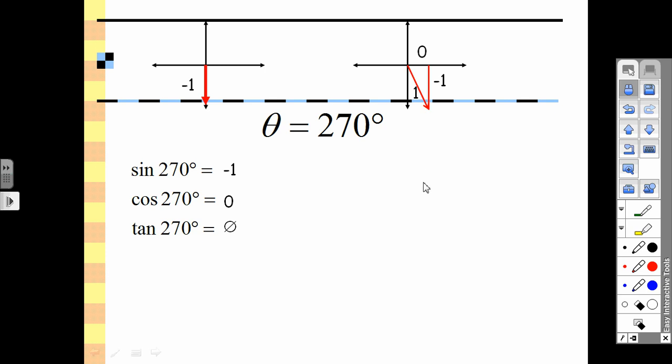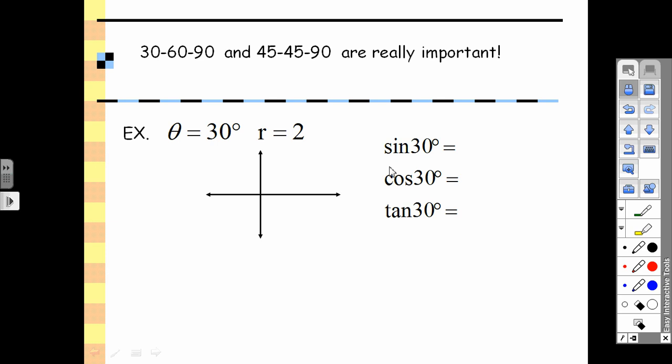Okay, so we're doing more in this section, and that is we're going to be talking about the 30, 60, 90, and the 45, 45, 90 triangles. These are really important in trig. We deal with these all the time. So if our theta is 30 degrees, that puts us over here in the first quadrant, and you should remember the 1, 2, square root 3 relationship for your 30, 60, 90 triangle. So if I look at this and then go to evaluate sine, cosine, and tangent, sine is going to be 1/2, cosine is √3/2, and tangent is 1 over √3, which, when you rationalize, gives you √3/3.